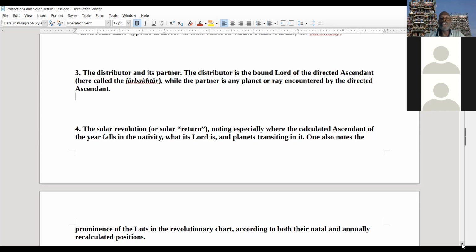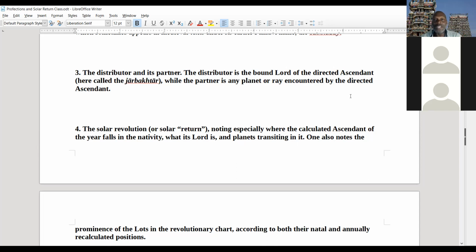Noting especially where the calculated ascendant of the year. What's the ascendant of the year? The ascendant of the year is the solar return ascendant. Where it falls in the nativity, where it falls in the actual natal chart, what its lord is, and the planets transiting in it. Now, you should also do that with the ascendant of the year as far as the perfected year, which is what we just said earlier.